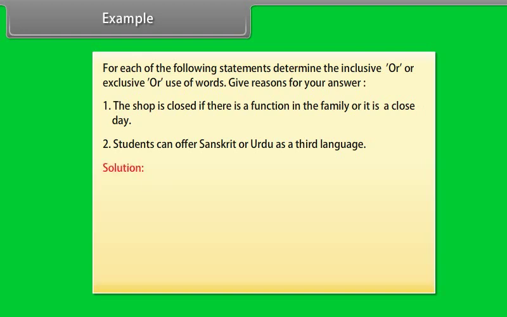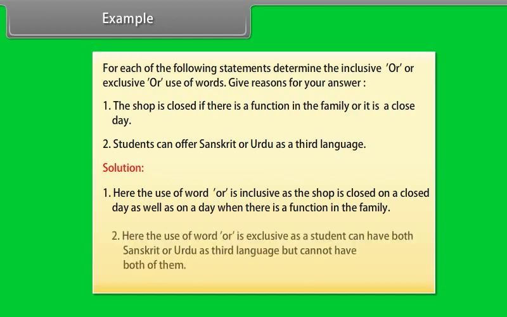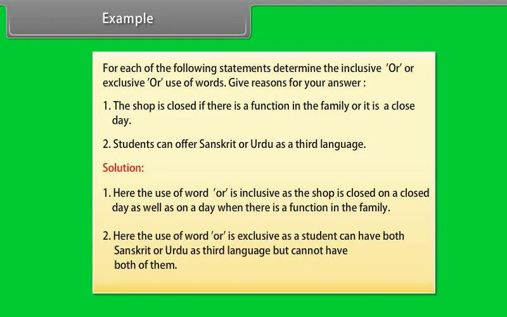Solution: 1. Here the use of word or is inclusive as the shop is closed on a closed day as well as on a day when there is a function in the family. 2. Here the use of word or is exclusive as the student can have either Sanskrit or Urdu as third language but cannot have both of them.